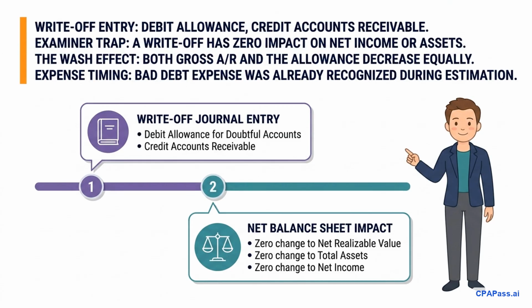Why? Because both the gross accounts receivable asset and the contra asset allowance account decrease by the exact same amount. Think of it as a wash. The bad debt expense was already estimated and recorded in a prior period. The actual write-off is simply a balance sheet cleanup that removes the specific uncollectible receivable from your active ledger.